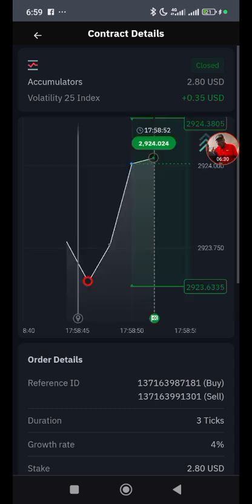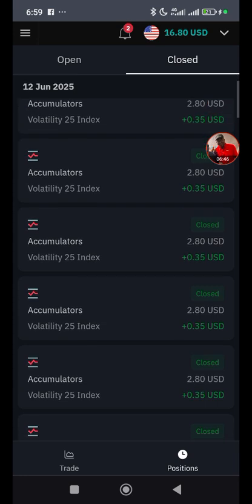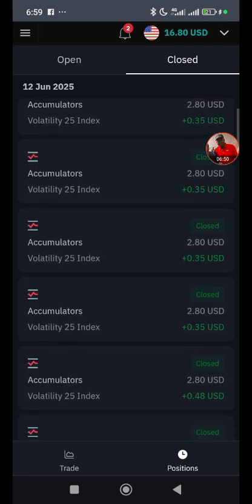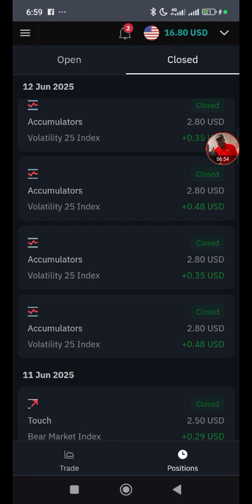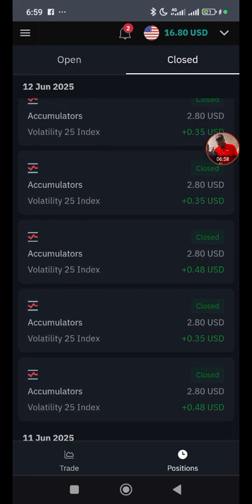Okay, for 1 tick is 4%. So I want 1, 2, 3. Give me 12%. So imagine if I've done 12%, and looking from here, I just want you to look at it. How many trades can you see so far? 1, 2, 3, 4, 5, 6, 7, 8, 9, 10. Almost, that's 11.